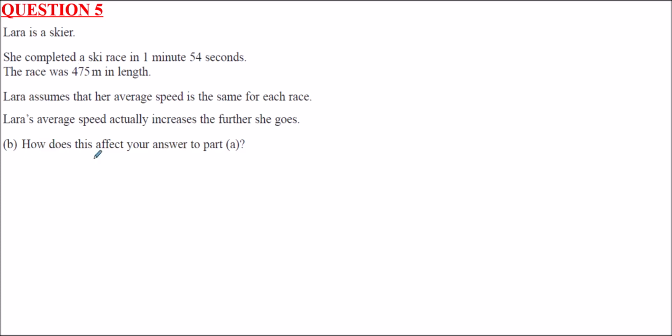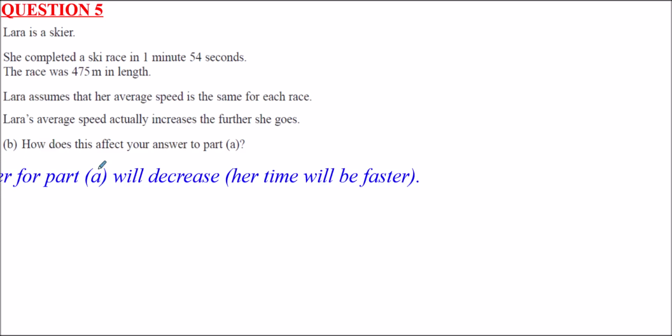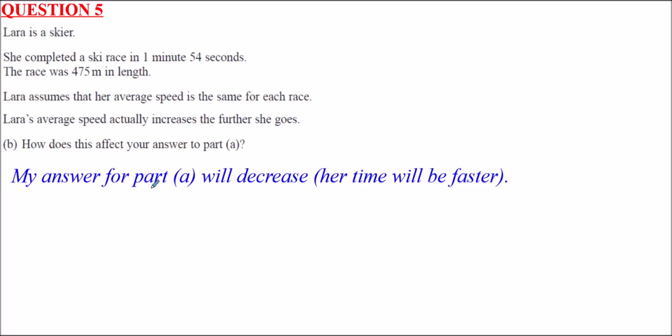So essentially for part B, we just need to say something along these lines. Essentially, my answer for part A will decrease, or in brackets, just her time will be faster. So say one or the other, or just combine them into a sentence like this, and that's absolutely fine for you picking up your mark. So that's question 5 sorted out.